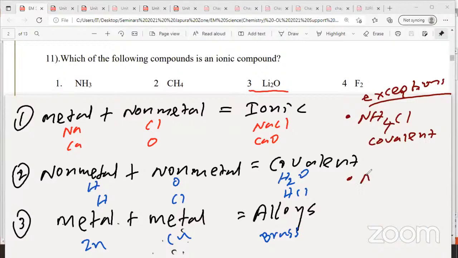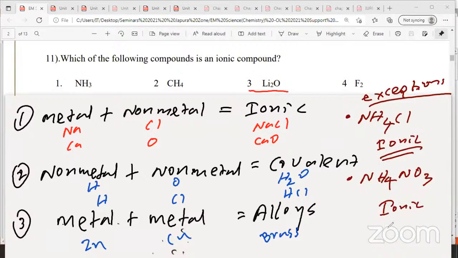In the next one, ammonium nitrate. Ammonium nitrate also, sorry, it's not covalent, sorry about that, it's ionic. So it's ionic. This is ionic, this is also ionic. Both these are ionic even though they contain only non-metals. So these are the two exceptions in your syllabus.